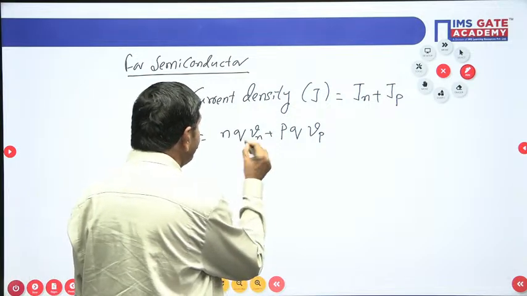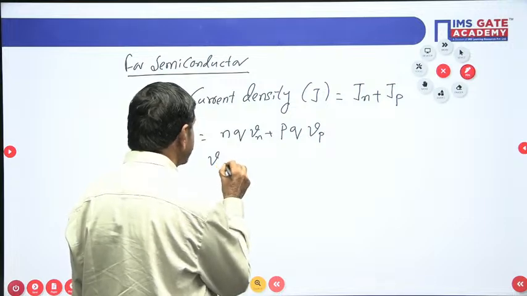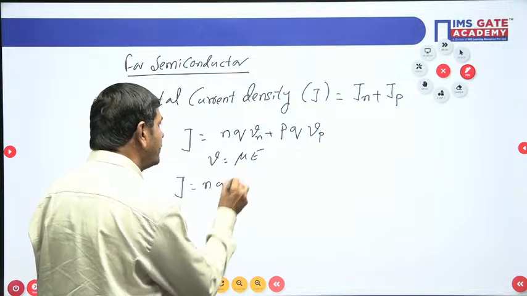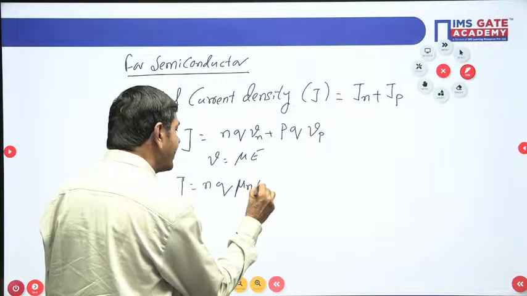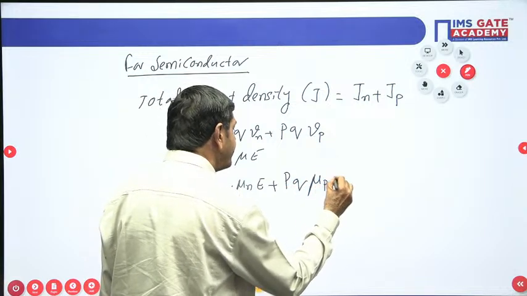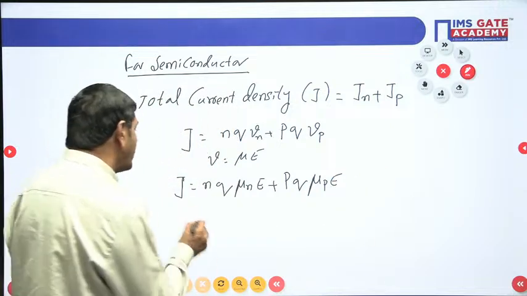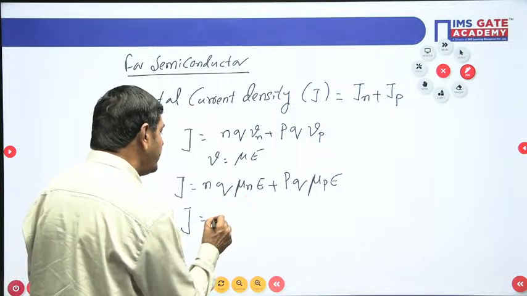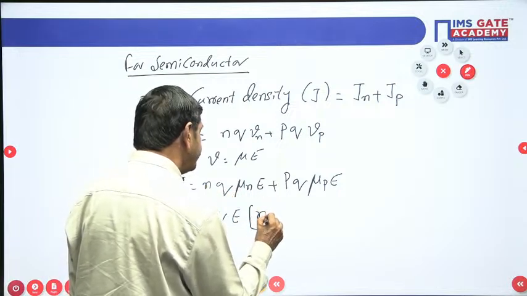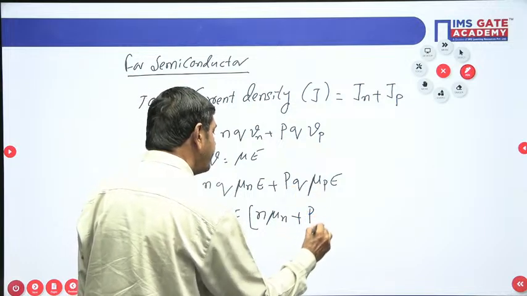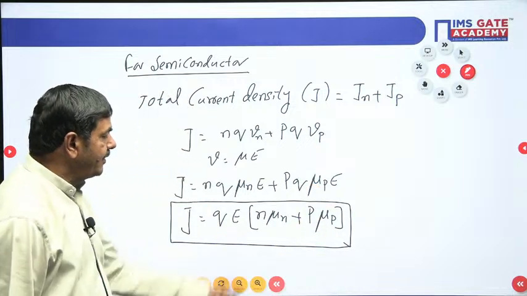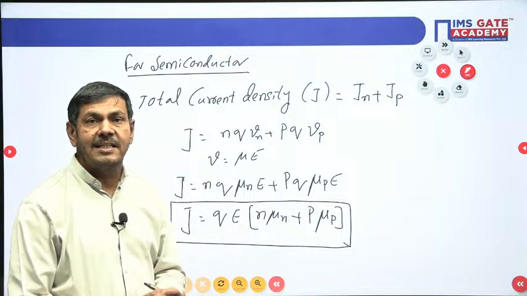N is the concentration of electrons. Velocity equals mu into E, as already given. So J can be taken as N into Q into Vn, where Vn equals mu n, the mobility of electrons, into the electric field intensity E. For holes, P into Q into velocity of holes, mu P into E. Taking Q into E common, I get N into mu N plus P into mu P. This is the total current density in a semiconductor.